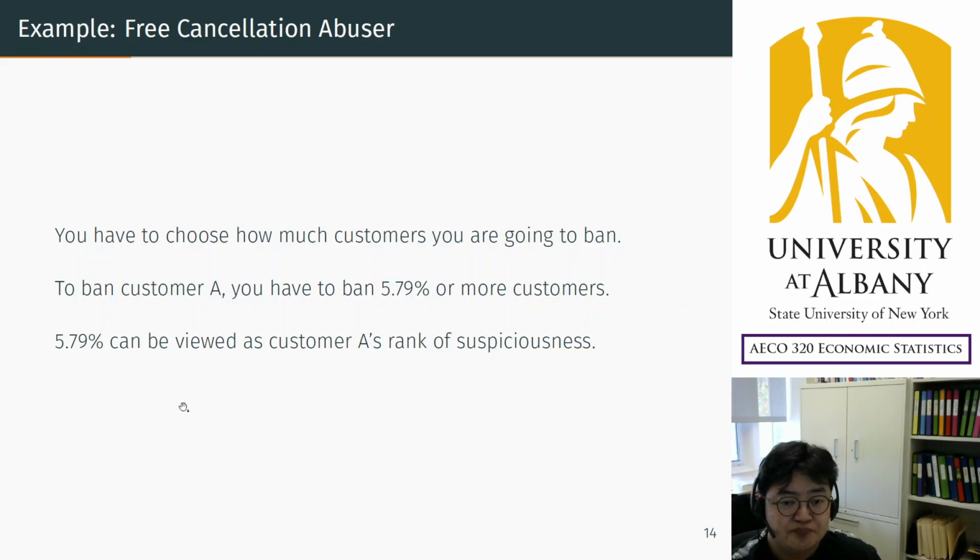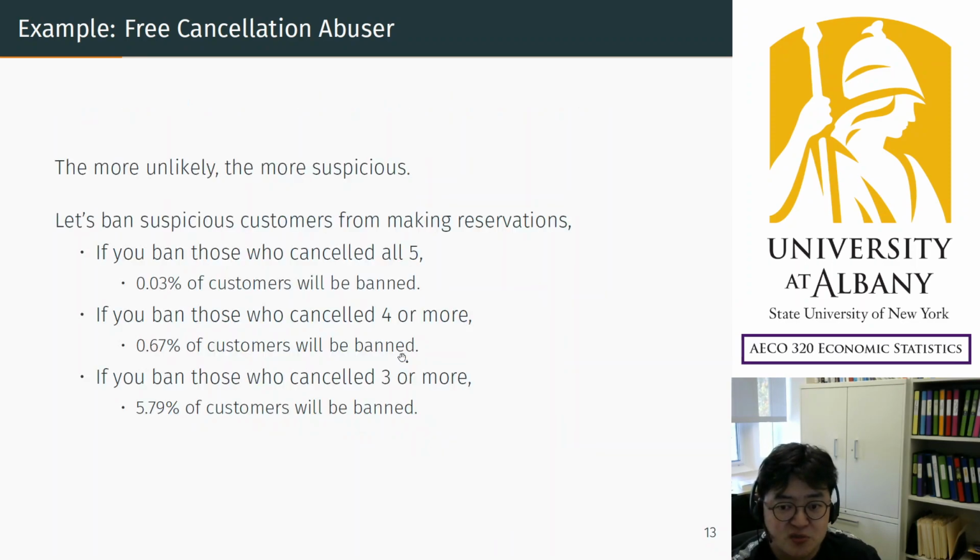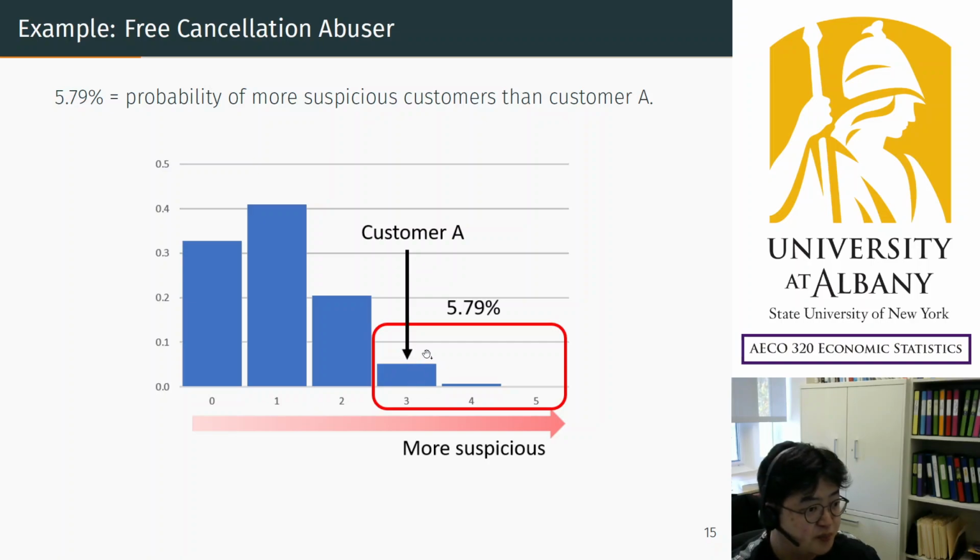Okay, so customer A's ranking is 5.79%. 5.79% is the sum of these three probabilities. So customer A is in this group. So this group is the top 5.79% from the most suspicious customer. Okay, so think of it as a ranking. Then, remember customer A's ranking is 5.79%.